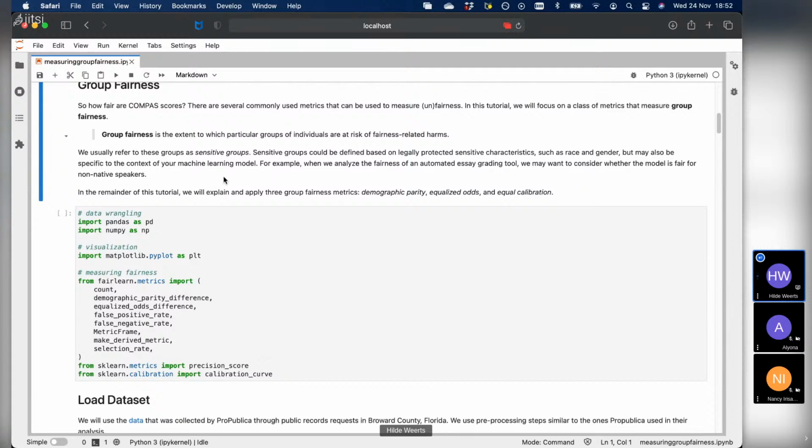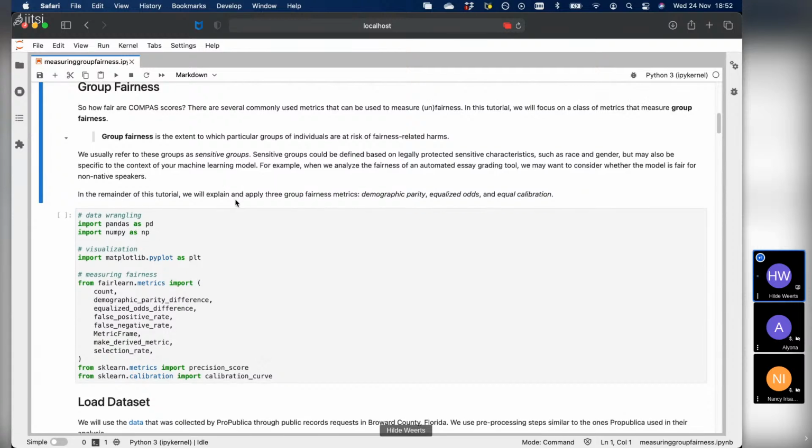So we're going to look into three group fairness metrics called demographic parity, equalized odds, and equal calibration. And these are the three, I would like to say, main group fairness metrics that are used a lot in fairness literature. And we're going to dive deeper into what these words mean and when you should use a particular metric or not.